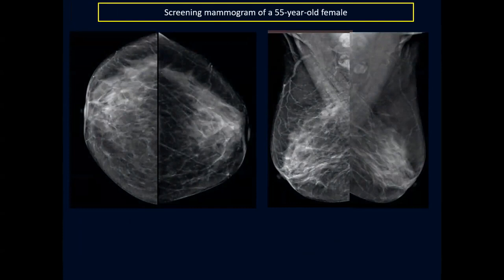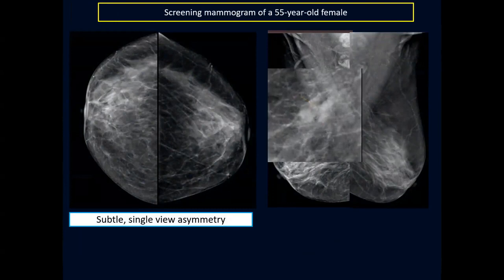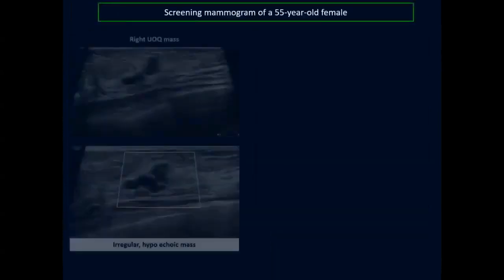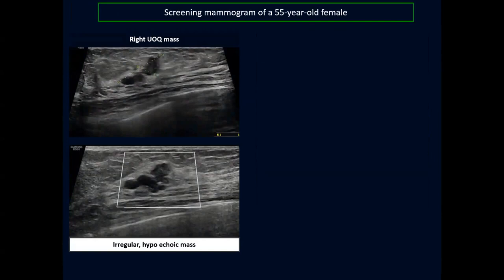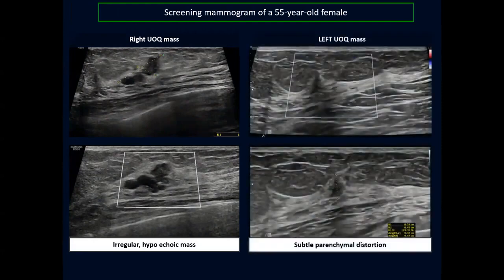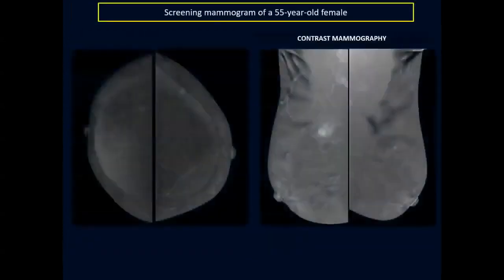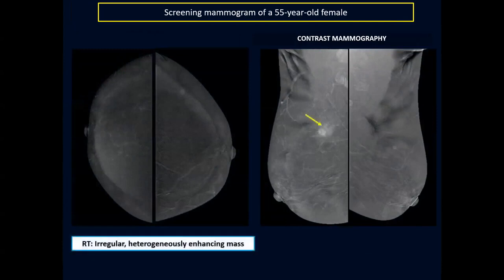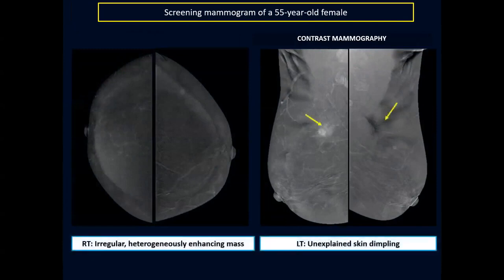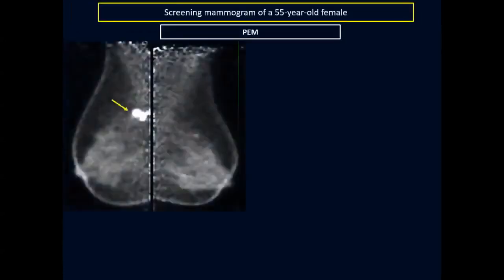This is a screening mammogram of a 55-year-old female. She had a focal asymmetry in the left breast, she was sent for a targeted ultrasound examination, which revealed the right upper outer quadrant irregular hypoechoic mass lesion. Unfortunately, during screening the left side, we also saw a left upper outer quadrant mass lesion, a tiny mass lesion. This was the contrast mammogram of the patient, and only the lesion on the right side showed intense contrast uptake, but there was an unexplained skin dimpling on the left side.